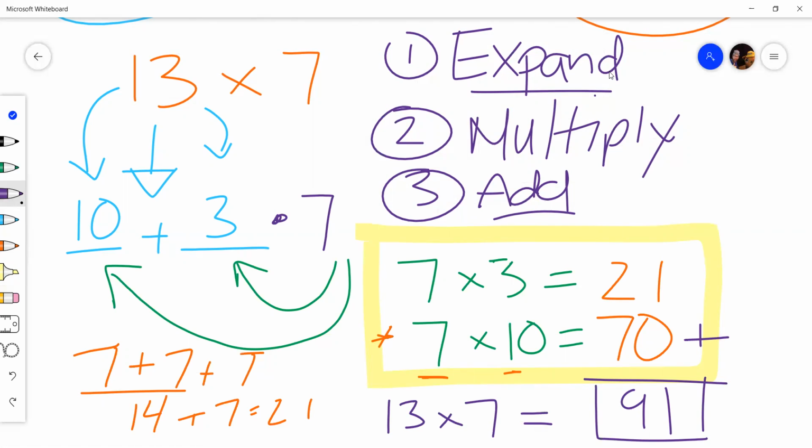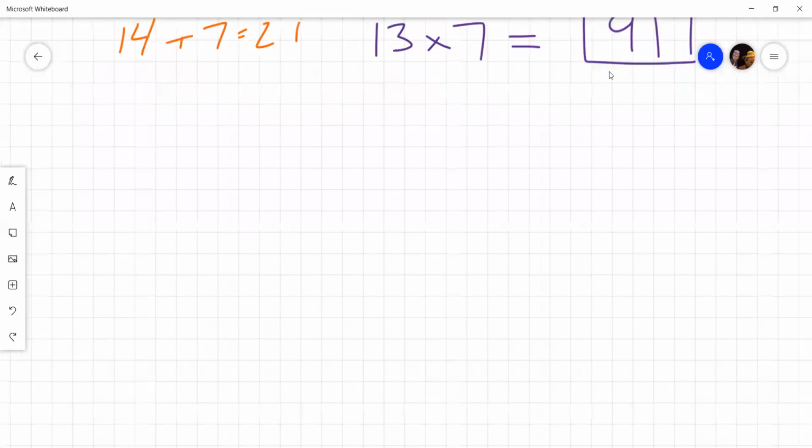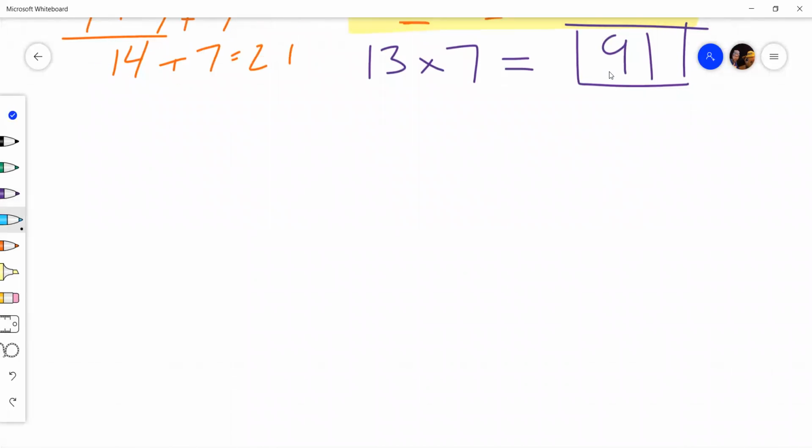So again, we expanded the multi-digit number, we multiplied the single digit by each part of the expanded number, and then we added them together. Of course, this can't be done with just one problem, so let's keep practicing and play around with it. Remember the steps. We're going to expand.